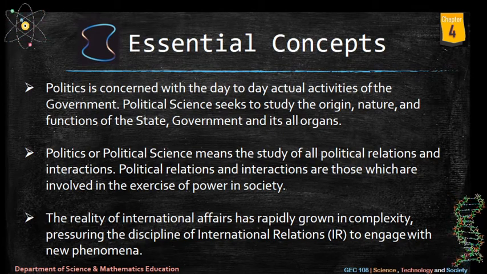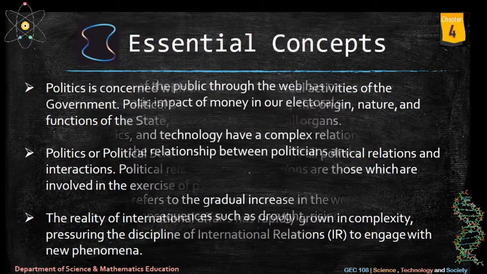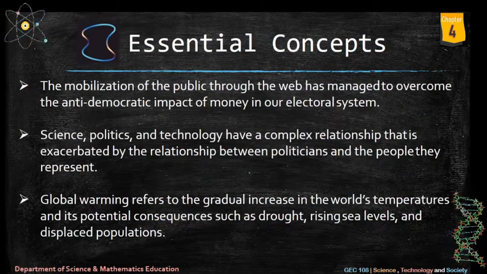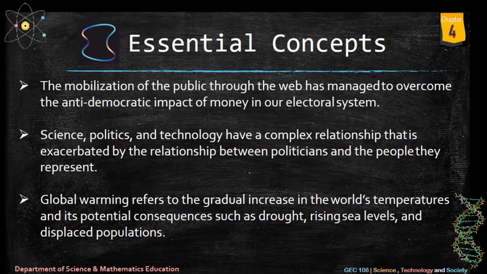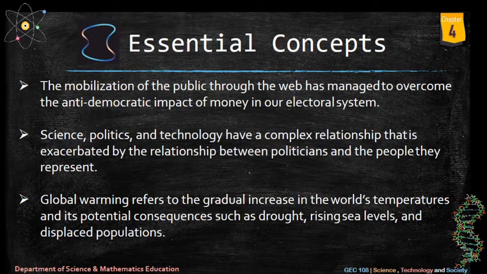The reality of international affairs has rapidly grown in complexity, pressuring the discipline of international relations (IR) to engage with new phenomena. The mobilization of the public through the web has managed to overcome the anti-democratic impact of money in our electoral system. Science, politics, and technology have a complex relationship that is exacerbated by the relationship between politicians and the people they represent. Global warming refers to the gradual increase in the world's temperatures and its potential consequences such as drought, rising sea levels, and displaced populations.